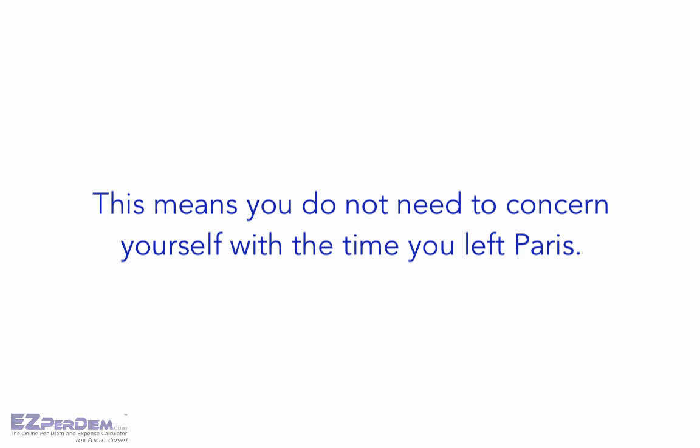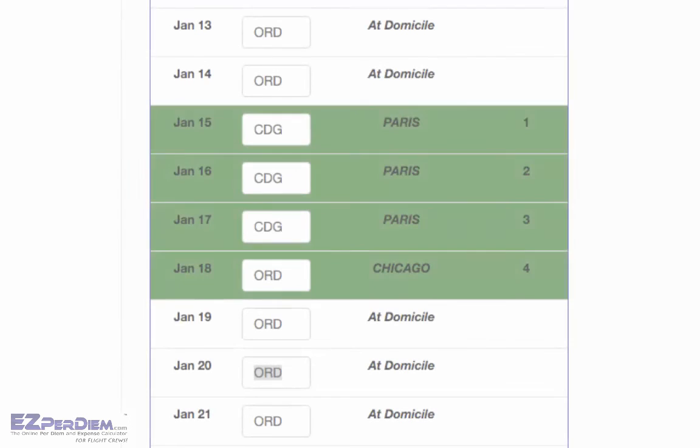This means you do not need to concern yourself with the time you left Paris. Since you know this is a 4-day trip, simply look to make sure that your entry into EZPerDiem reflects this as a 4-day trip. Hopefully this clarifies how to enter complicated trips in EZPerDiem.